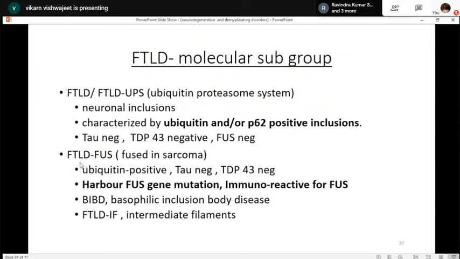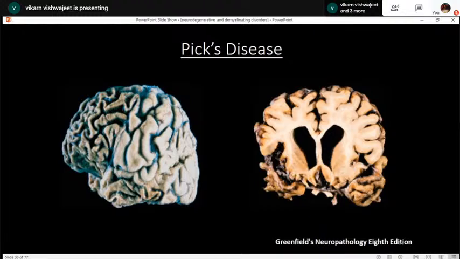Then we have frontotemporal lobar degeneration with FUS, that is fused in sarcoma group, and in this the inclusions are positive for ubiquitin but they are negative for tau and TDP. They harbor FUS gene mutation, and the diseases included are BIBD, basophilic inclusion body disease, and frontotemporal lobar degeneration with intermediate filaments. So this is about the molecular classification of frontotemporal lobar degeneration.